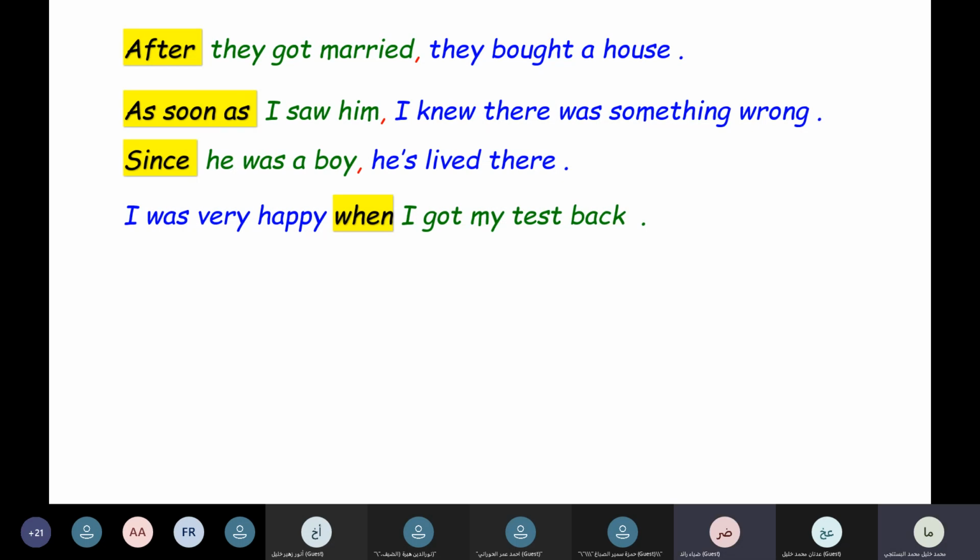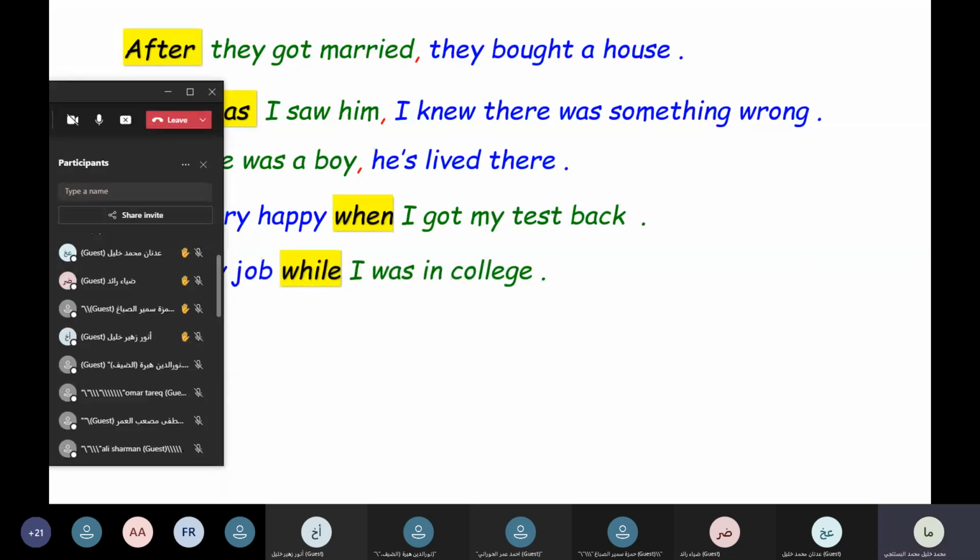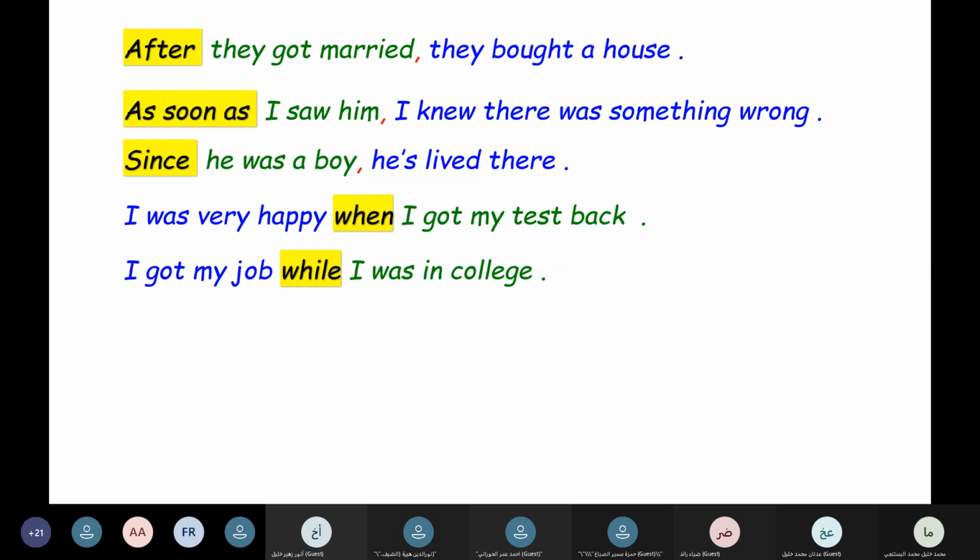"I was very happy when I got my test back." Good. Next, Hamza. "I got my job while I was in college." You realize here we can change the order of the sentences. We can start with the dependent, then the independent, with the time clause first, then the main clause.